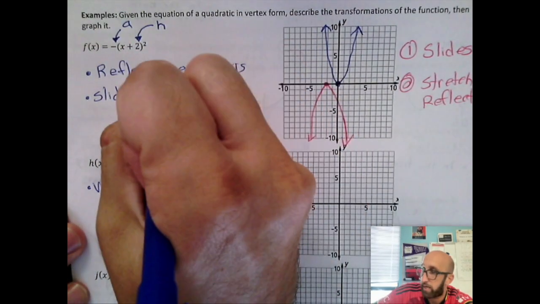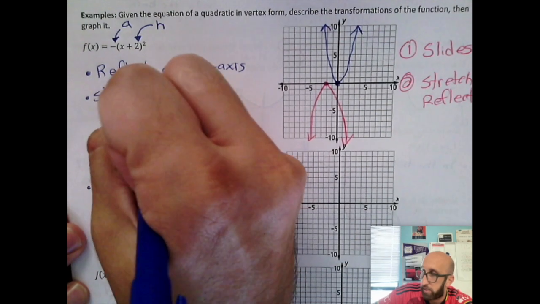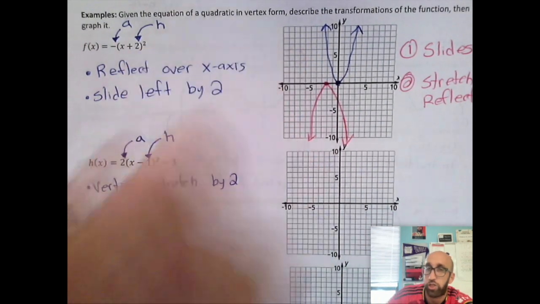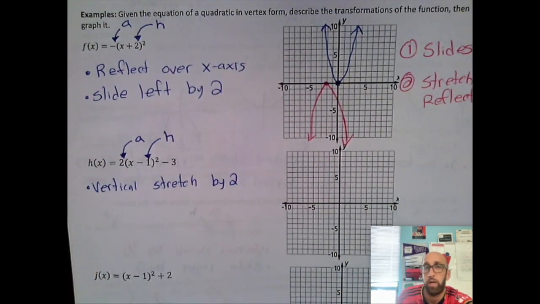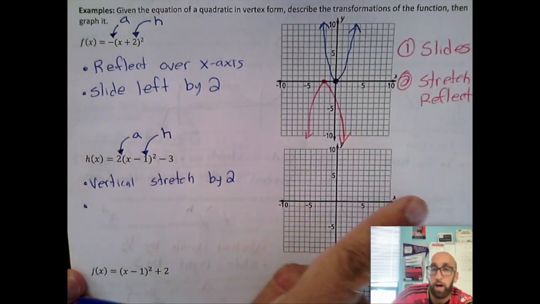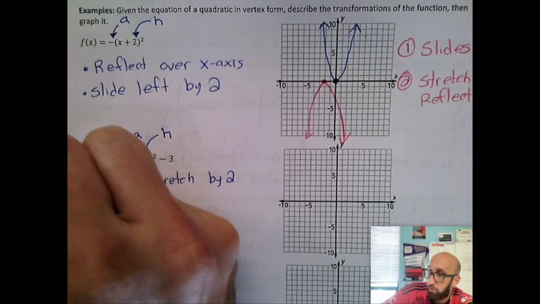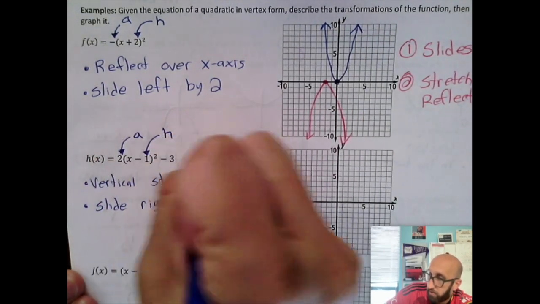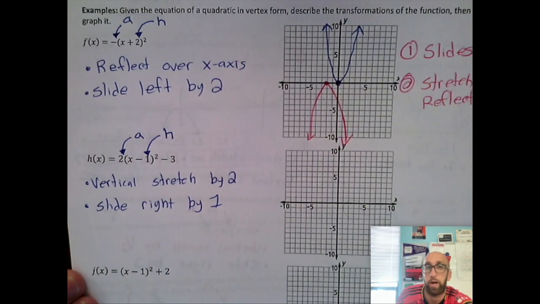The next thing I need to explain is I see this minus 1 here. It is located inside of parentheses, and when you're inside of parentheses, that is an H. So H slides left and right. It works in opposites. So if I see a minus 1, let's head towards the positives. Let's head to the right. We're going to slide right by 1.